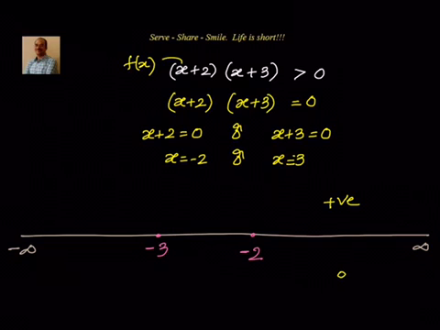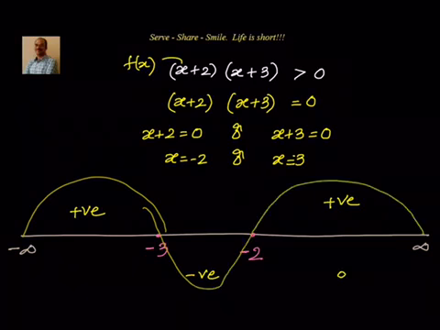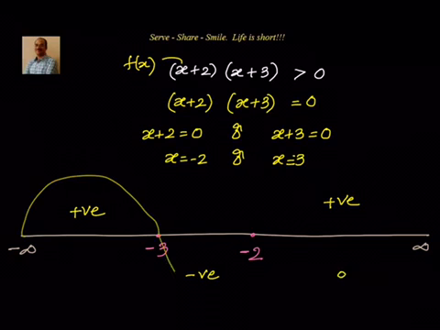Now method of intervals says that if that is positive, then this will be negative and this will be positive. So that's why it is also called Wavy curve method. That means it will be going like a wave. So we have now positive values and negative values and positive values.